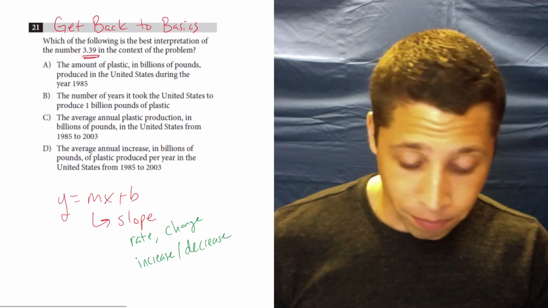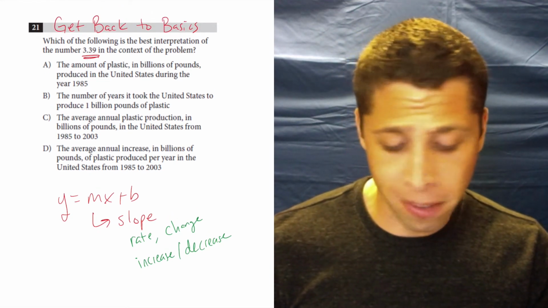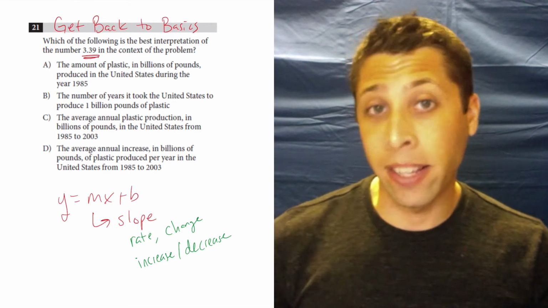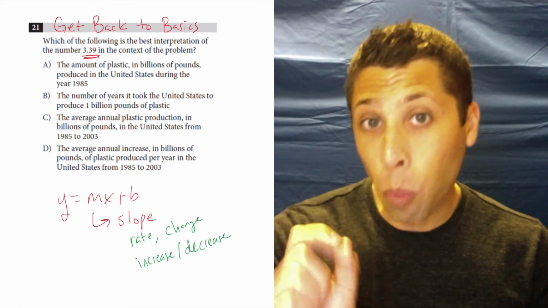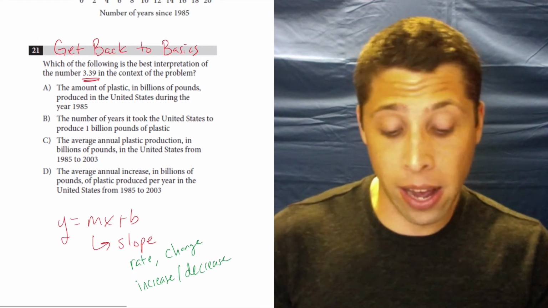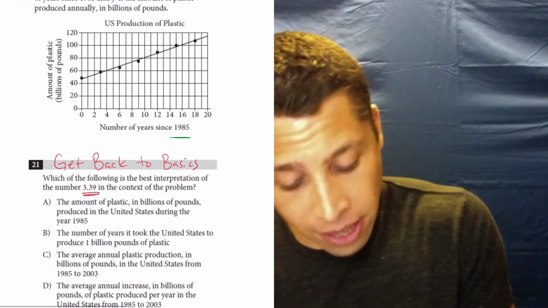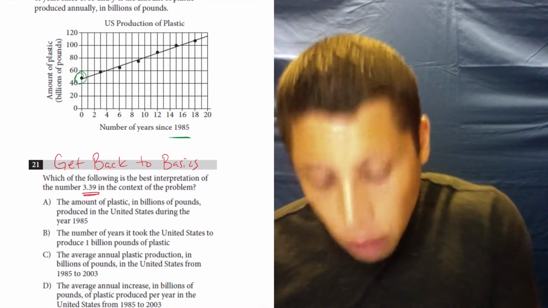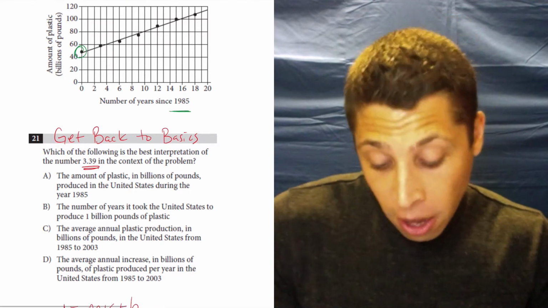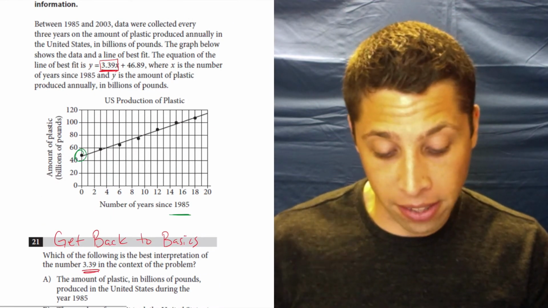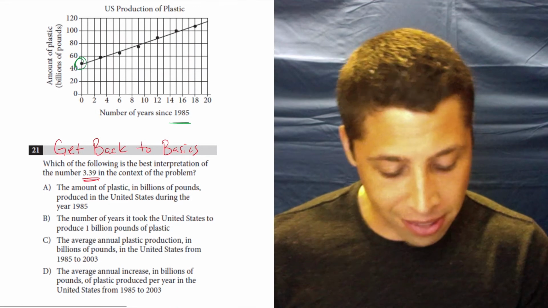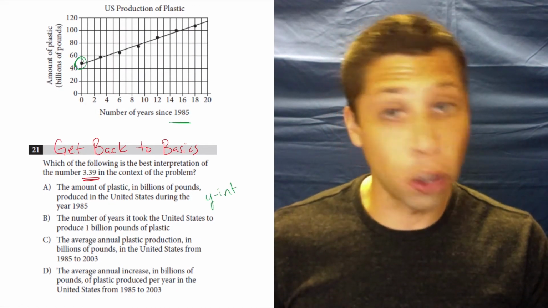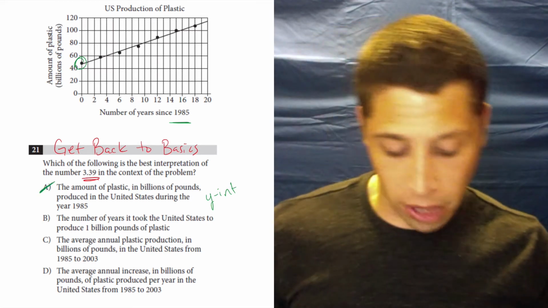So choice A, the amount of plastic in billions of pounds produced in the United States during the year 1985. That doesn't sound like a rate. That doesn't sound like an increase. That sounds like one particular point, 1985. And if we go to the graph, since it says years since 1985, we know what that point is. It is the y-intercept, which is another important part of the equation, right? In this case, that's the 46.89, but that's not what they're asking for. So sometimes they might ask for that. That's the starting point, but not in this particular case.